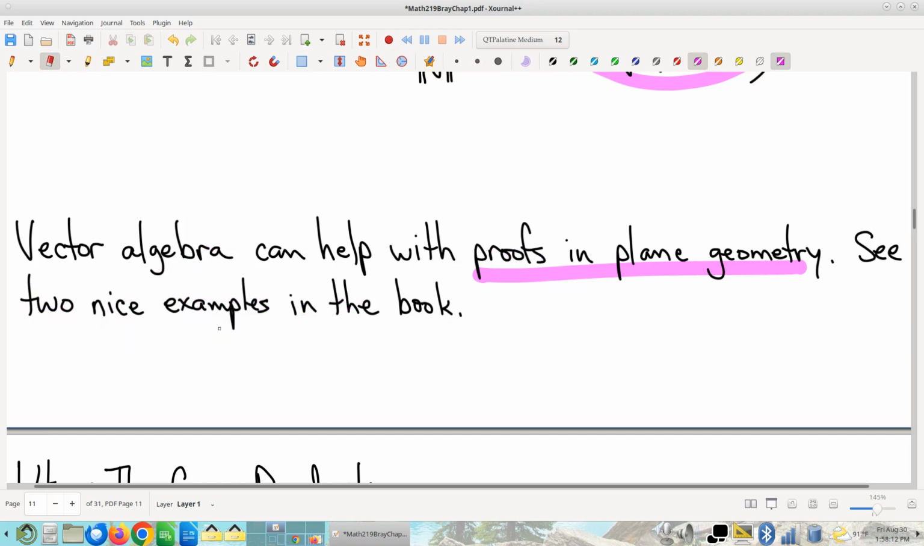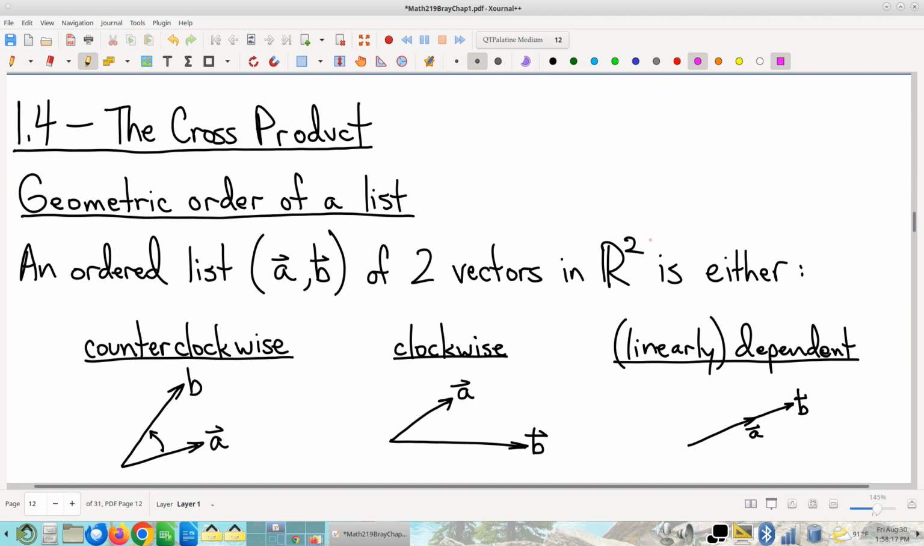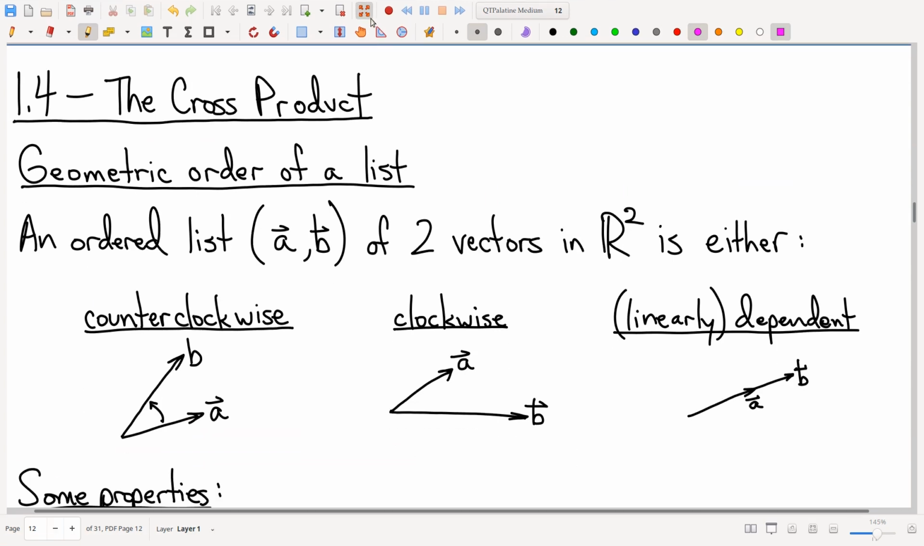Okay, moving along. 1.4. Let's talk about cross products. There are a bunch of things to say about cross product. Two things I want to comment on before we get into the details.